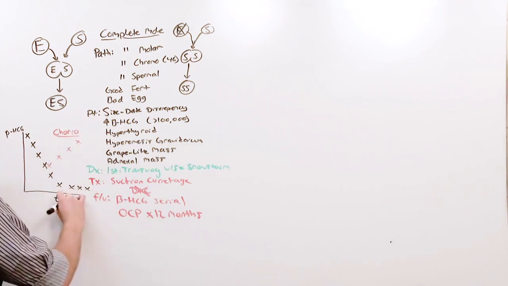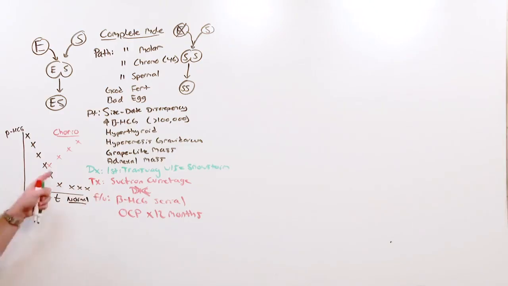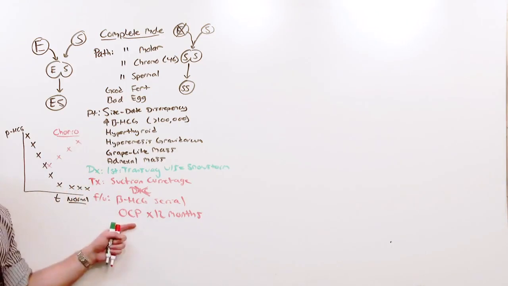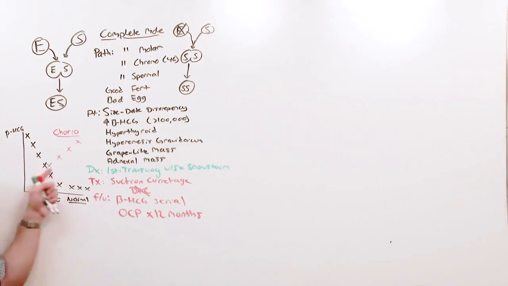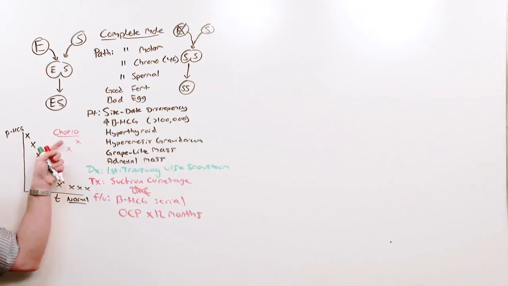Going down to normal or negative is what you expect. But you don't know if this rise in HCG is from a pregnancy or from invasive molar disease if the person can get pregnant. So you keep them on reliable contraception so that if the beta HCG rises, you know it's malignant disease. We'll get to this in a minute.